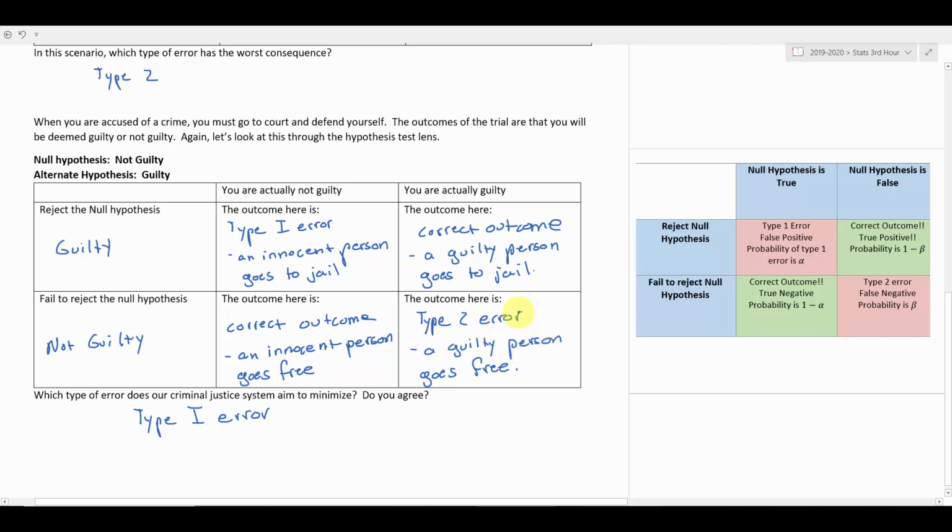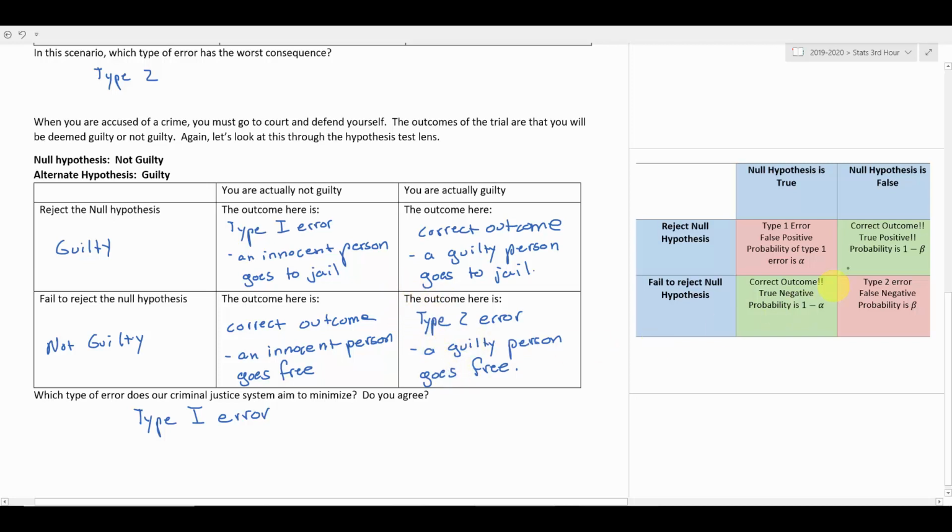And again, this is for a separate statistics class, but one way that you could reduce your type 2 error is to increase your sample size. So an increase in the sample size could lead to a reduction in your type 2 error probability. Okay, so that's your rundown of your type 1 and type 2 errors.